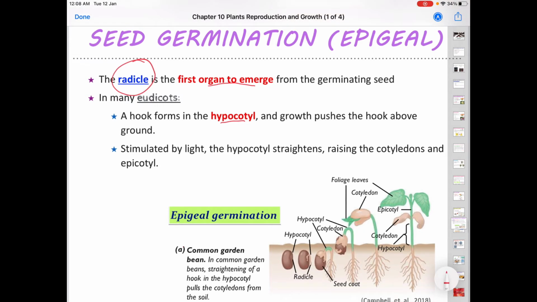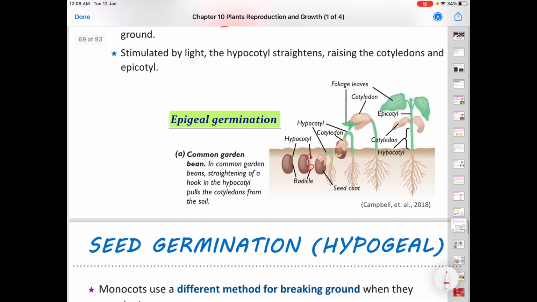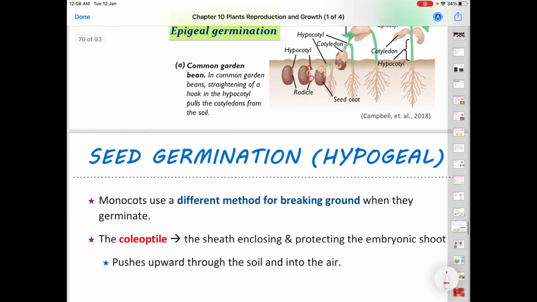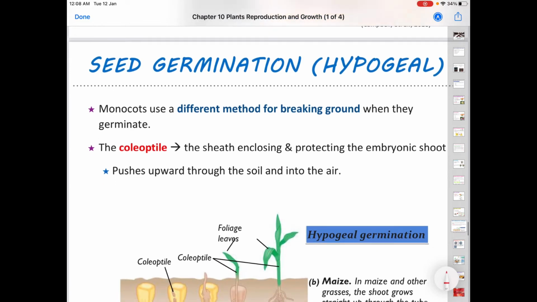So please identify which is the radicle. This is the radicle, which later will form the root. And the hypocotyl forms the hook here. This process is stimulated by light. The hypocotyl will strengthen, raising the cotyledon and the epicotyl. So you can read the process of epigeal germination.